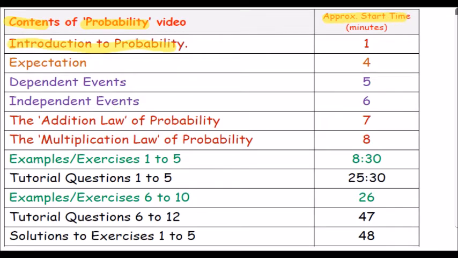We commence with an introduction to probability. We define the terms expectation, dependent events, and independent events. That takes us to 6 minutes into the presentation. We then define the addition law of probability and the multiplication law. That takes us to 8 minutes. Then examples and exercises 1 to 5 commence at 8.5 minutes into the presentation.